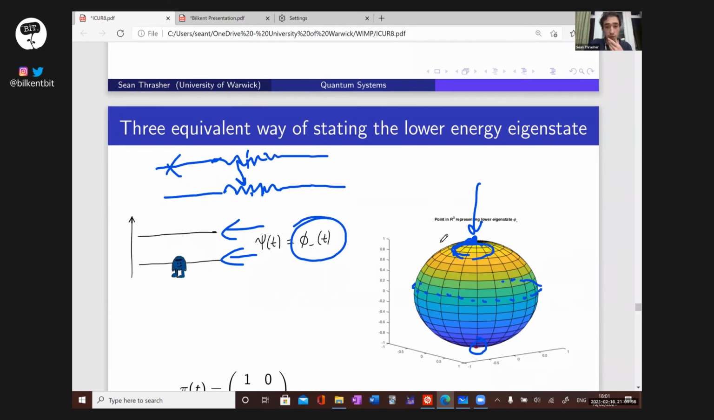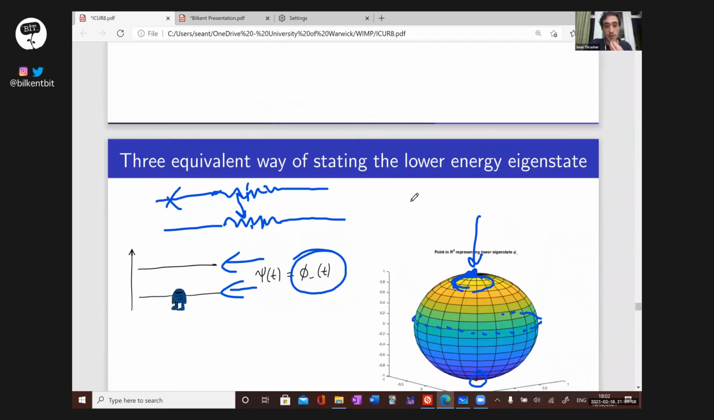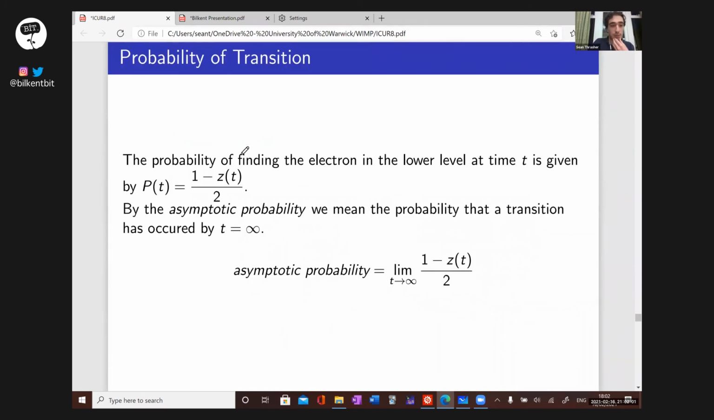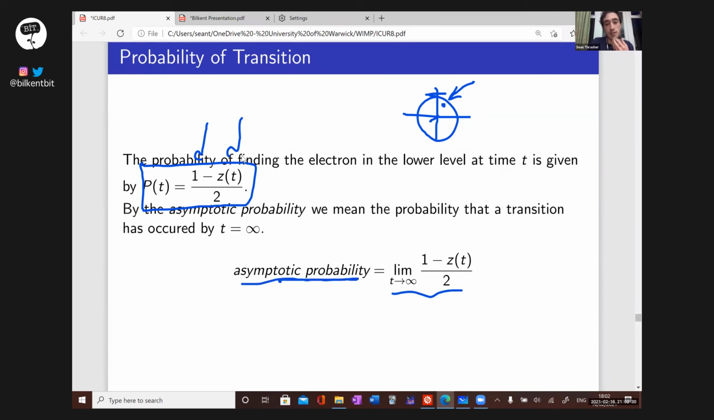So it turns out, first of all, if you know the point on the sphere, then you know the probability, and it's given by this rather simple formula. It's 1 minus the z coordinate on the sphere divided by 2. So you can think of the probability of it not transitioning as being an average between the point where you're at and the North Pole, the average height between the two. So that's the probability that you don't transition. And if you're interested in the probability as t goes to infinity, you just see what this goes to as t goes to infinity.